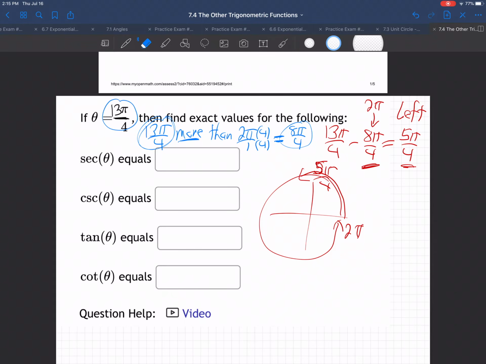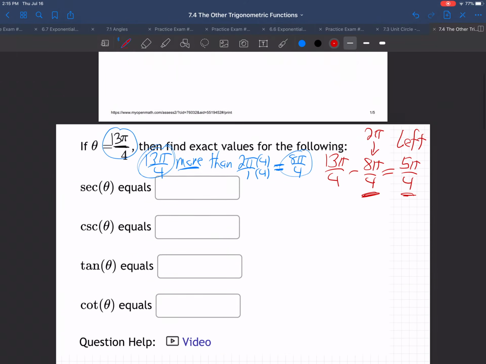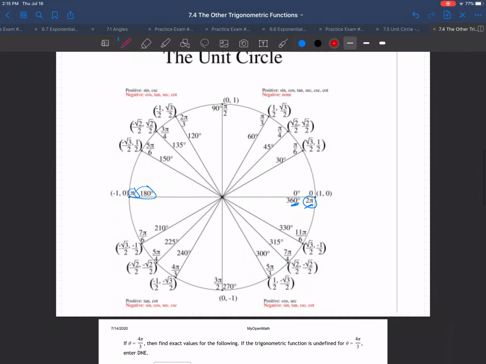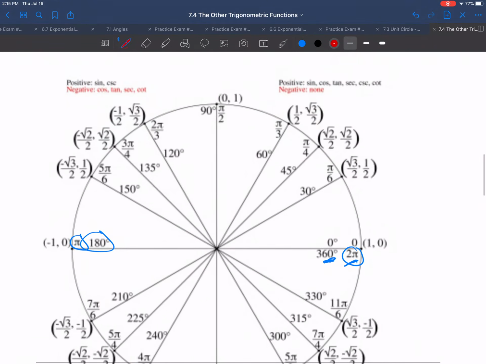So let's go do that. Let's go find that. So really, 13 pi over 4 is going to end in the same place as 5 pi over 4. They're coterminal. They end in the same place because 13 pi over 4 is all the way around a whole 2 pi. Take out the 2 pi and you're left with 5 pi over 4. So let's just go find 5 pi over 4.